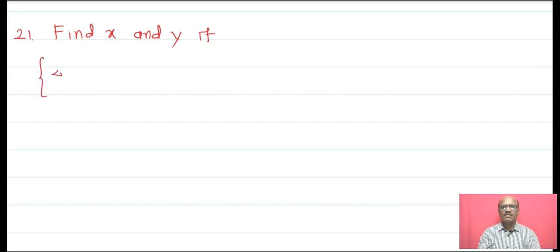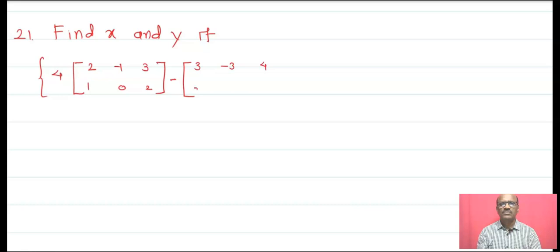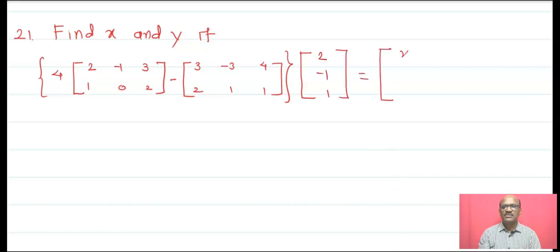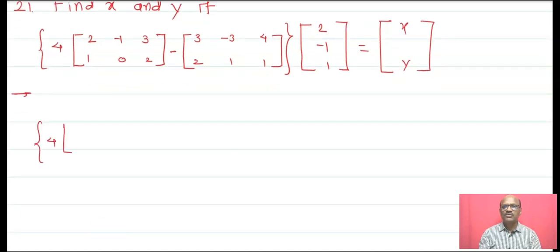Now next example, example number 21. Find x and y if 4 times the matrix [2, -1, 3; 1, 0, 2] minus 3 times the matrix [4, 2, 1; 1, ...] into the column matrix [2, -1, 1] equals [x, y].